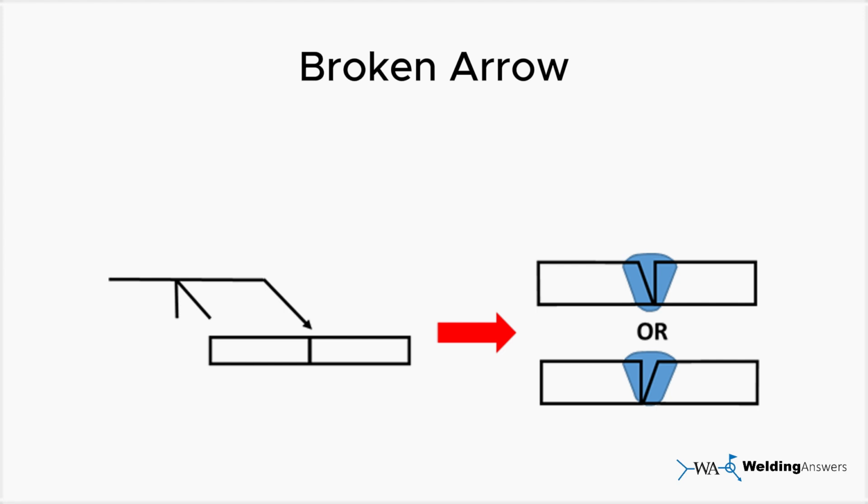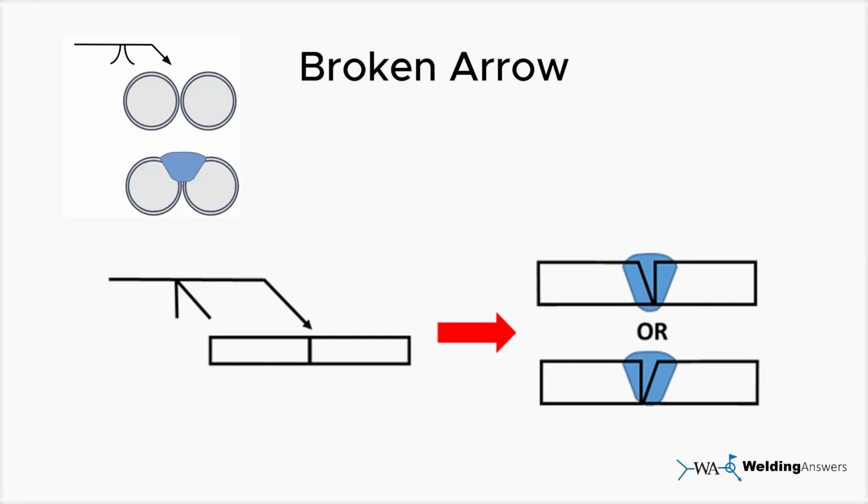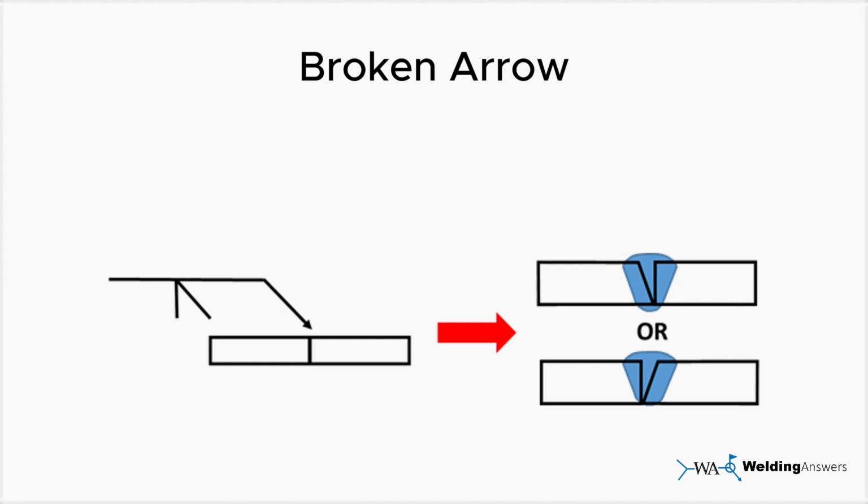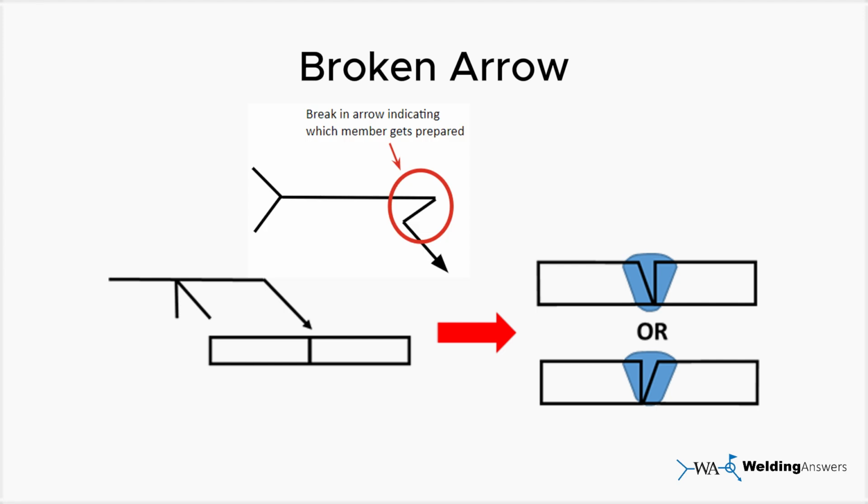Broken arrow. Most groove welds, with the exception of square groove welds, require some form of joint preparation. This might involve beveling, machining, or simply utilizing the inherent geometry of the parts being joined, such as when 2 tubes create a flare V groove. When only one side of the joint requires preparation, the welding symbol must clearly specify which side needs to be prepared. This is where the broken arrow comes in.